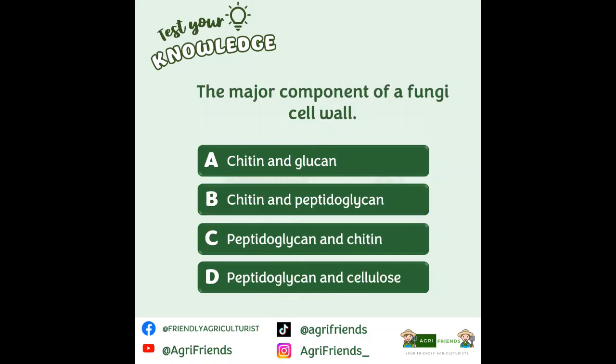Next, the major component of a fungi cell wall. A. Chitin and glucan, B. Chitin and peptidoglycan, C. Peptidoglycan and chitin, or D. Peptidoglycan and cellulose. The answer is chitin and glucan. So where else can we see chitin? We can see this in the exoskeleton of insects. Peptidoglycan, on the other hand, is the major component of bacterial cell wall.